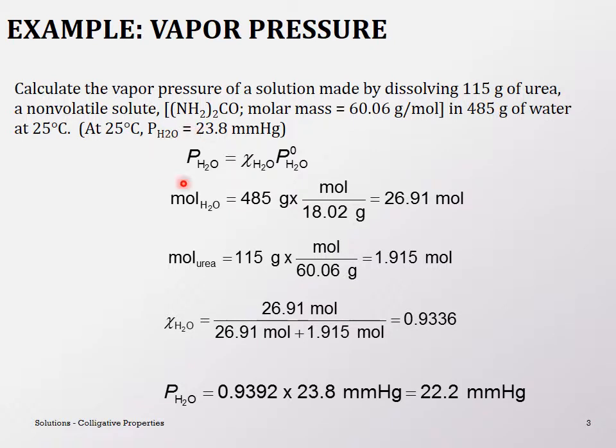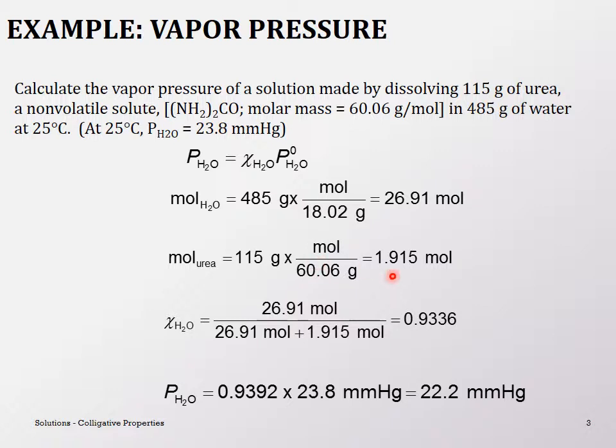So here is our formula. The original pressure of water is given at 25 degrees centigrade, which is 23.8 millimeters of mercury. This is the formula we're going to use to find the mole fraction of water. We need to find the moles of both the solute and the solvent, and once we find the moles of both, we are going to find the mole fraction of the solvent, which is water here. Moles of water is given by 485 grams of water divided by the molar mass. Same thing goes for urea.